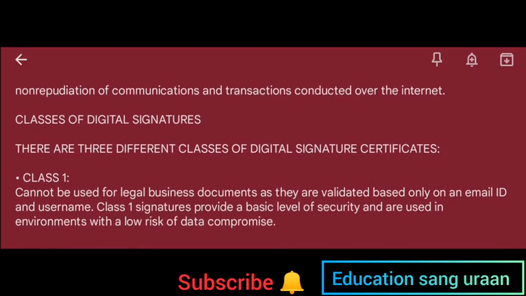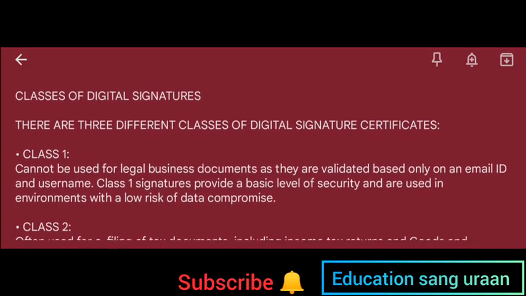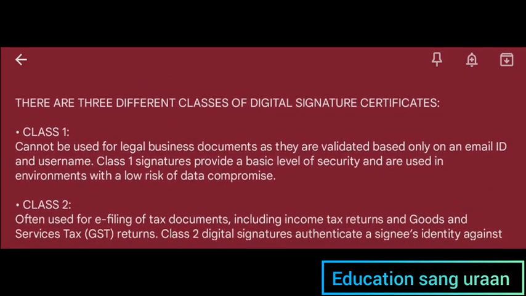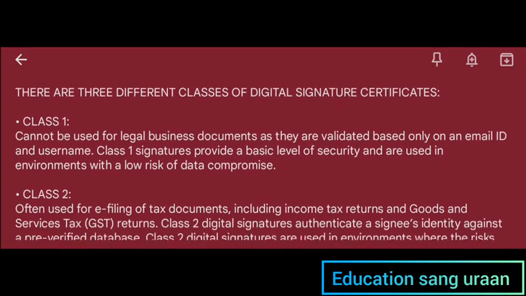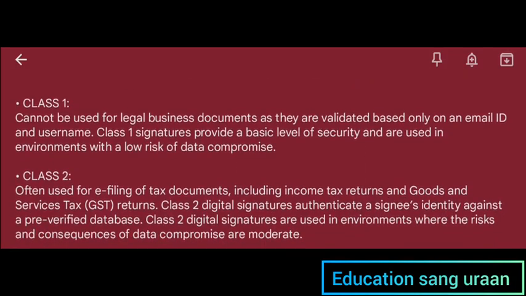Classes of digital signature. There are three different classes of digital signature. Class 1 cannot be used for legal business documents as they are validated based only on email ID and username. Class 1 signatures provide a basic level of security and are used in environments with a low risk of data compromise.